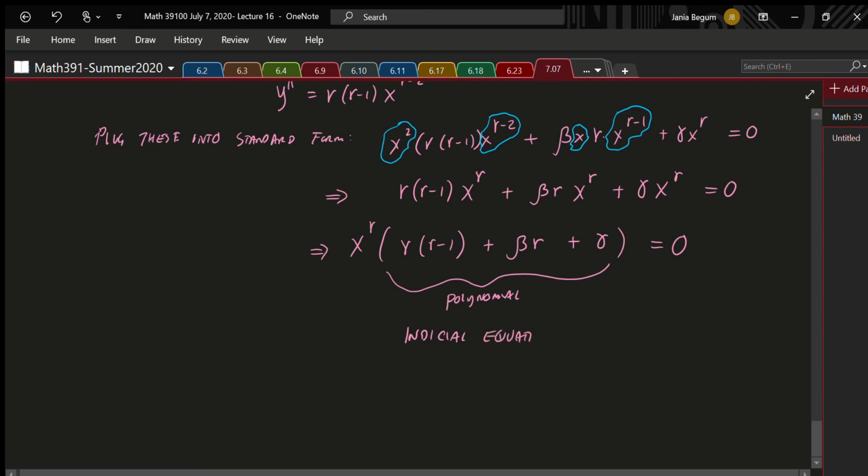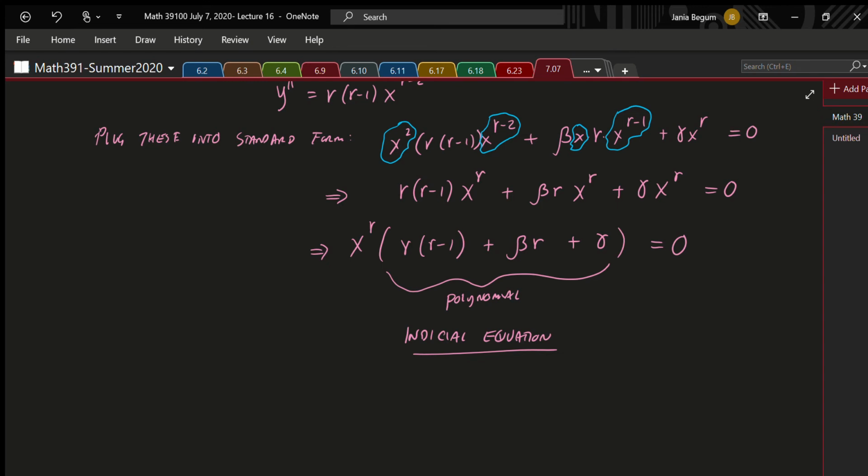So one of the reasons this is called the indicial equation is because in 5.5, when we find series solutions near a regular singular point, you will need an indicial equation, which will be the characteristic equation of the Euler equation. So the two sections connect together later on. For now, we're just going to introduce the name, but later on you'll see the connection.